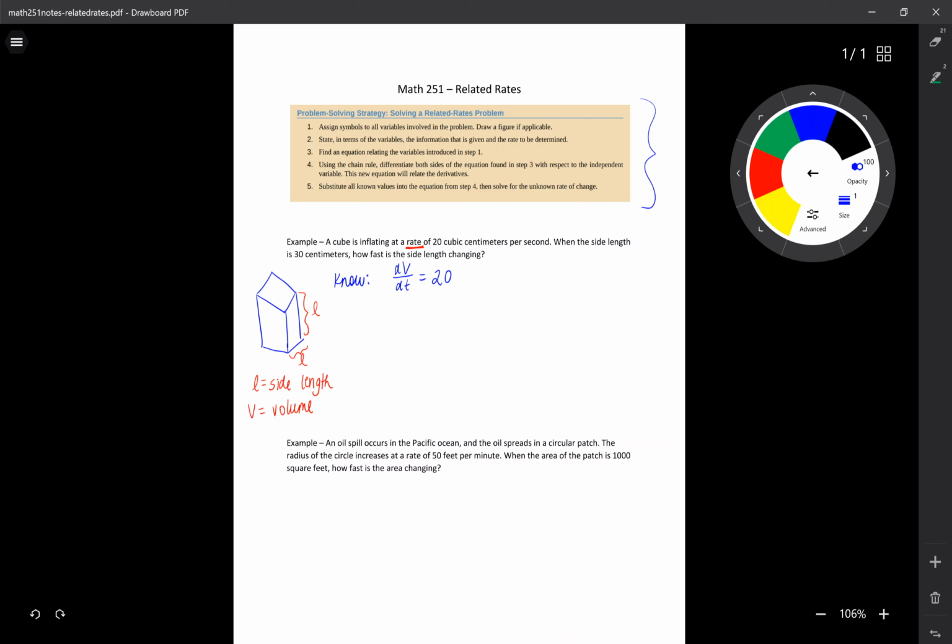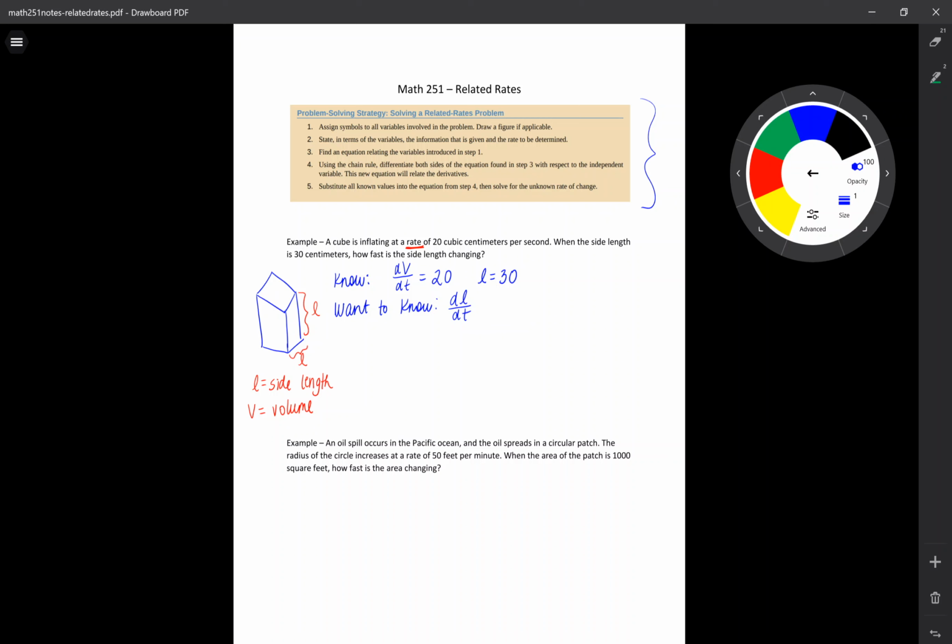What else do we know? Well, we care about when the side length is 30 centimeters. So I'm going to call L 30. What do we want to know? We want to know how fast this side length is changing. Now there's that word changing again, so that means that this is the derivative of L as time is changing. Related rates almost always have to do with time as our variable. Okay, so here's what we know and what we want to know.